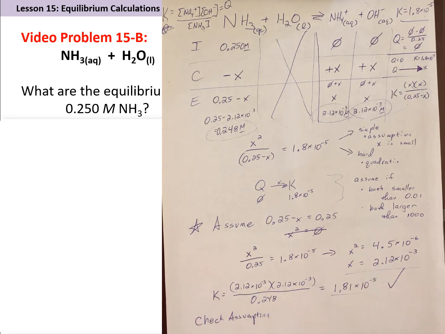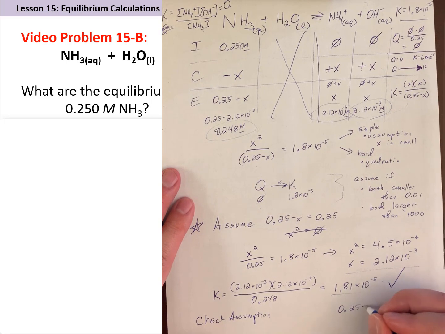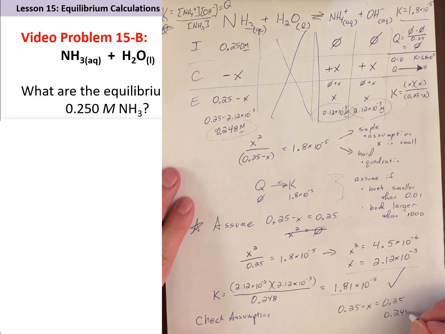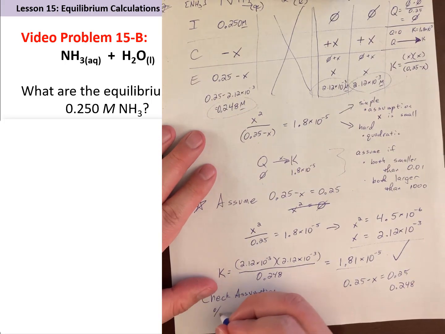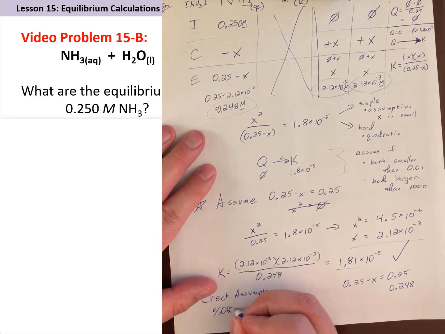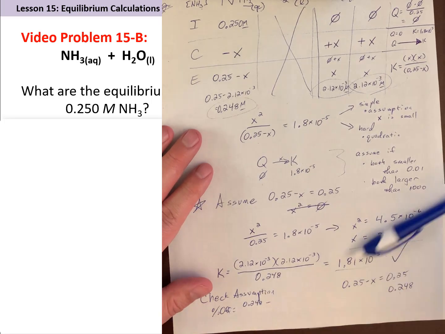All right, the last thing I need to do is check my assumption. What did I do? I assumed that 0.25 minus x equals 0.25. In reality, it was 0.248. So I say the percent off is the actual minus the assumption.